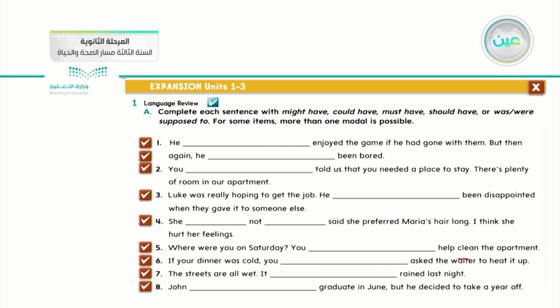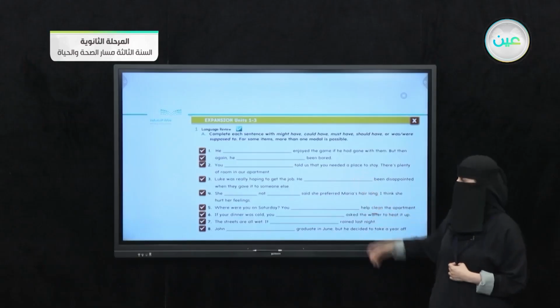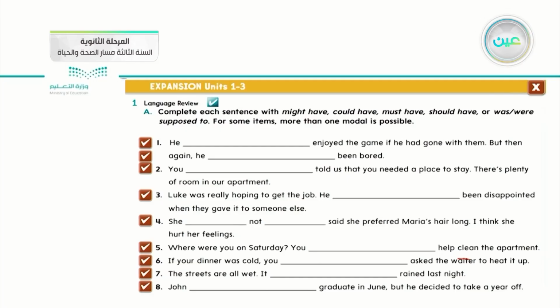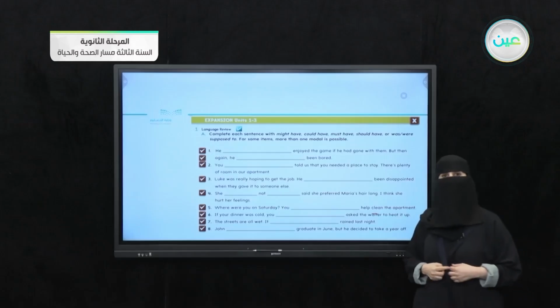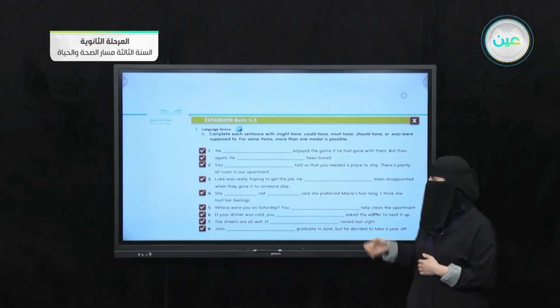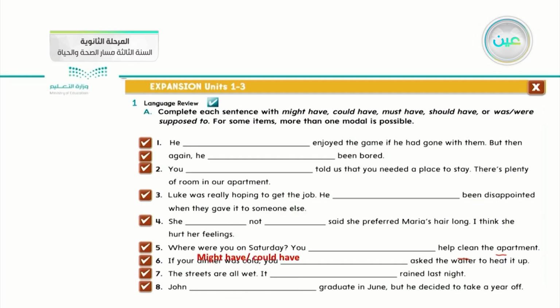Complete each sentence with might have, could have, must have, should have, or was or were supposed to. And for some items, more than one modal is possible. Number one, he, space, enjoyed the game if he had gone with them. But then again, he, space, been bored. So what do you think the past modal is suitable with this space? Okay, let's check together.